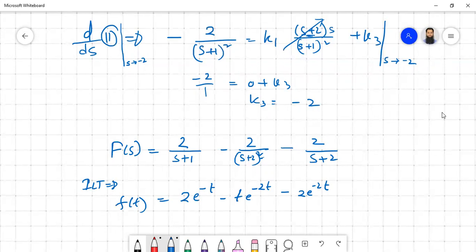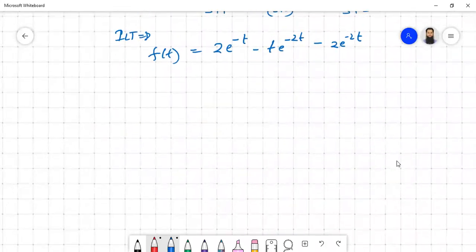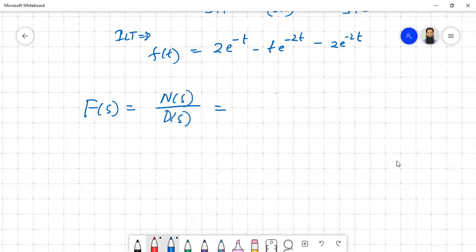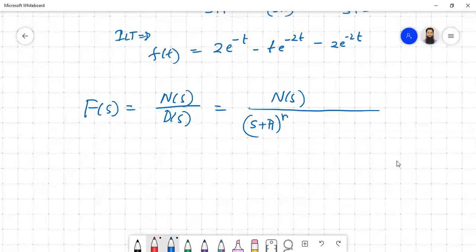So let us now look at a more generalized approach. In the generalized approach, we may have r number of roots. So say F(s) = N(s)/D(s), and say D(s) is something like this: (s+p1)^r, so at −p1 we have r number of roots, then the rest of them are simple poles: (s+p2) and so on up to (s+pn). So at p1 we have r number of roots, and the rest of them are distinct poles or roots. So how to deal with it?